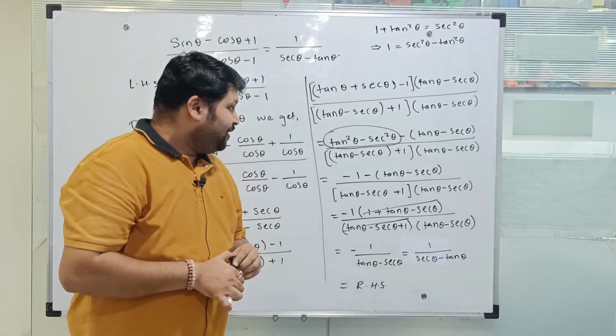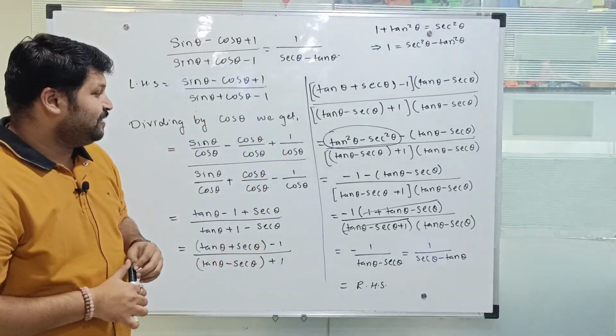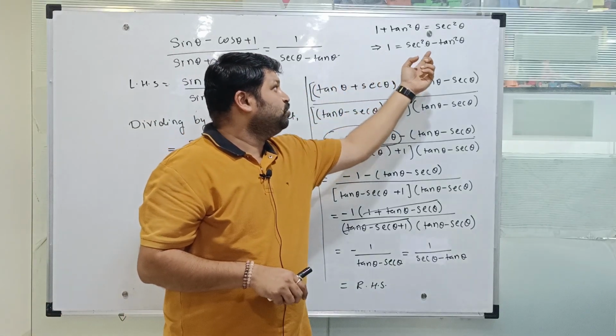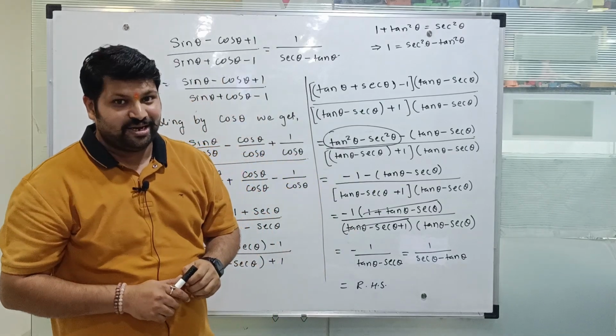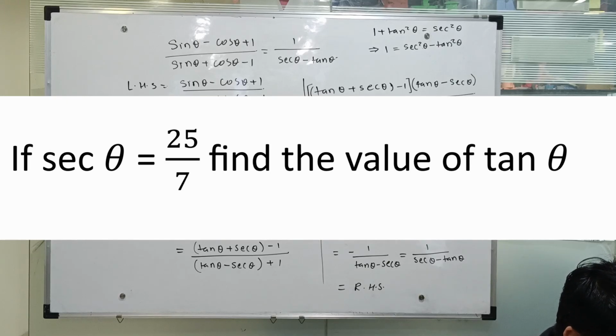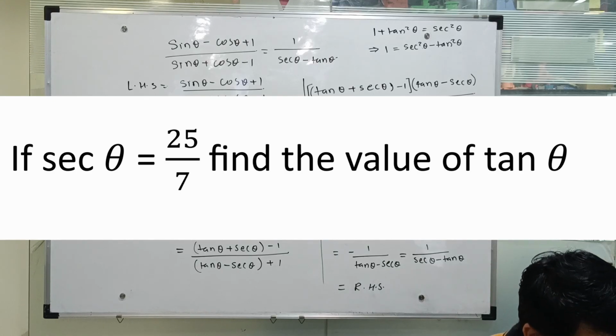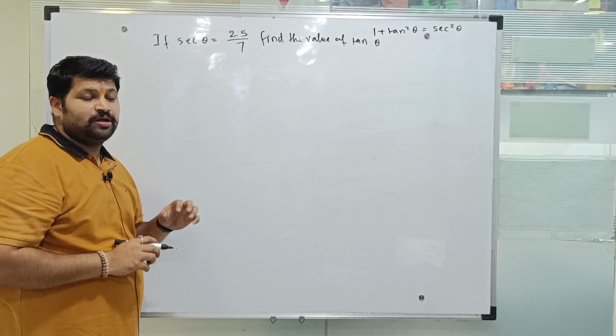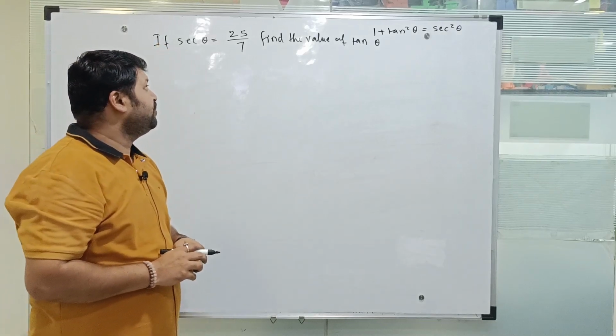So this is a slightly lengthy example. However, it is quite interesting because it does use the fact that 1 is equal to sec square theta minus tan square theta. Now, this is a slightly different example from 10th State Board, which uses numerical values and the identity. So I find it really interesting. So I am putting this in. If sec theta is equal to 25 upon 7, then find the value of tan theta.